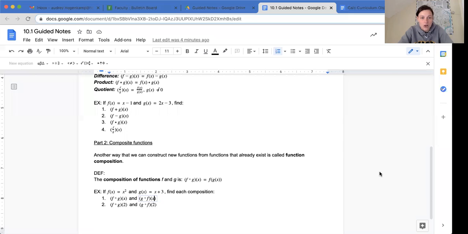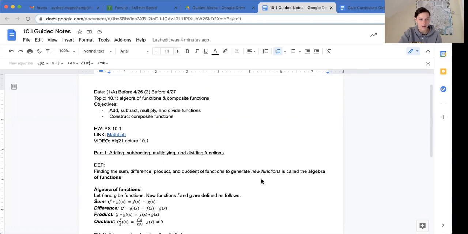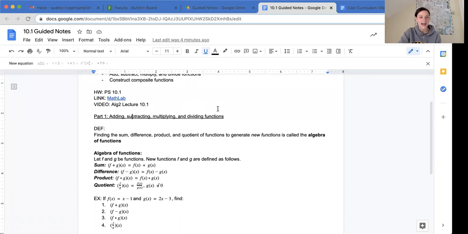All right, so 10.1 is logarithmic and exponential functions, but it actually starts out with something different than that, okay? So we're starting first with doing some operations with functions. So part one, adding, subtracting, multiplying, and dividing functions. So definition, finding the sum, difference, product, and quotient of functions to generate new functions, right? Because if we multiply two functions together, we're going to get a new function. And doing these operations with functions is called the algebra of functions.